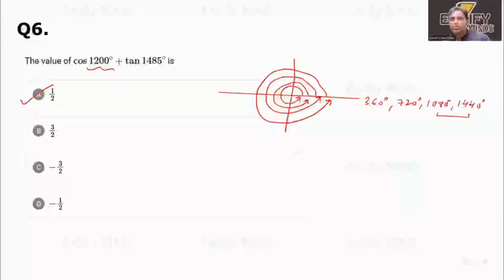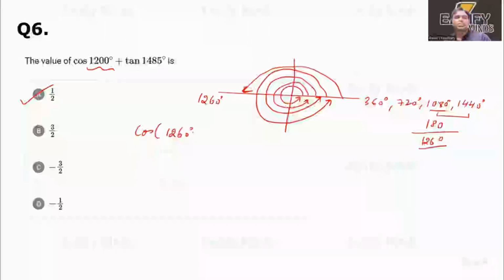When I do the third rotation, I am here at 1080. Let's add 180 more. If I add 180 more here, I get 1260. So 1200 I can write as 1260 minus 60. Now 1260 is here, and minus means second quadrant. This is the line of no change, so cos will remain cos. In the second quadrant cos is negative, so minus cos 60.